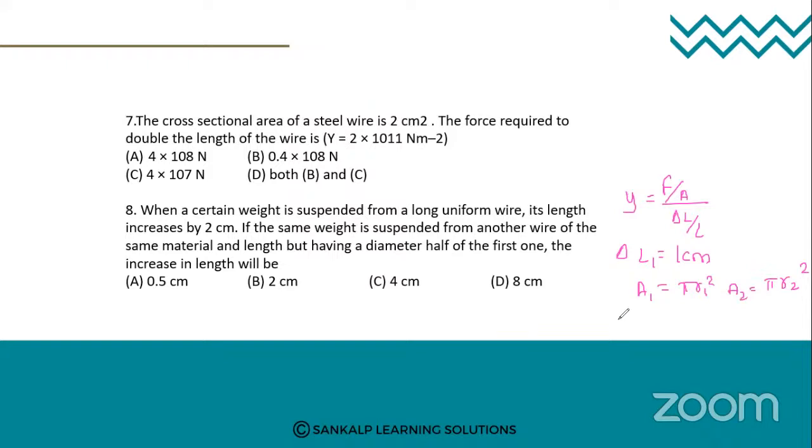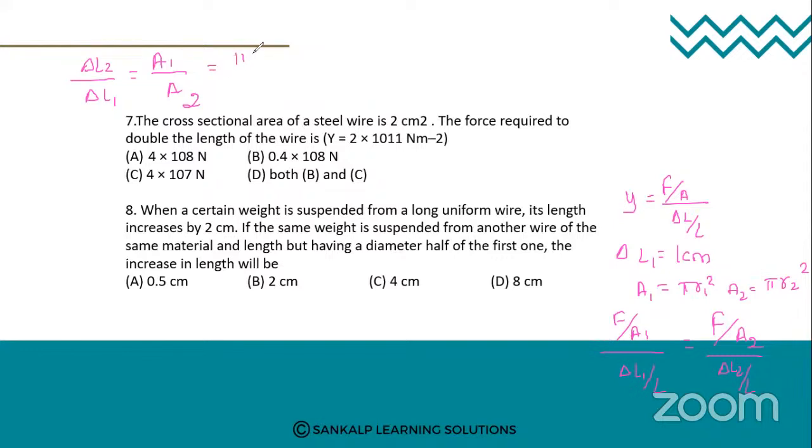Okay. So now F by area, that is force by area upon delta L1 by L is equal to, because Young's modulus of both the materials is equal, so therefore we can take it equal here. F by A2, this whole divided by delta of L2 by L. So now next let us simplify this one. As you can see, the force and the length value will get cancelled. Therefore, we will have delta of L2 by delta of L1 is equal to A1 divided by A2. If anyone did not understand, please ask.